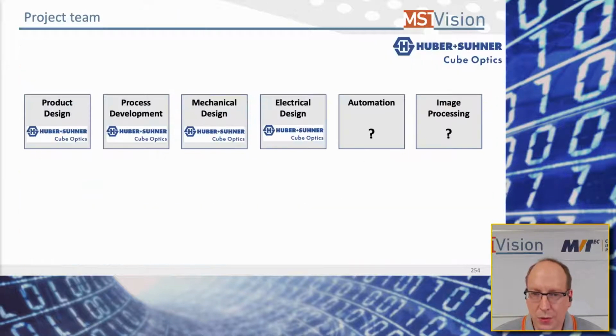Let's get back to the project. We applied for this job, and also others applied for this job, and for automation, Muckenhaim was selected, and for image processing, we were selected.